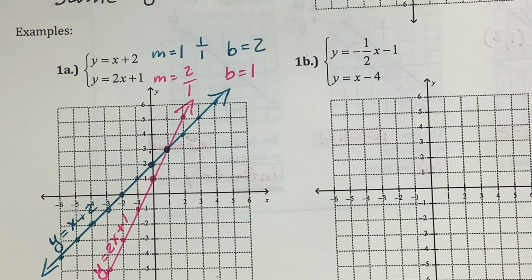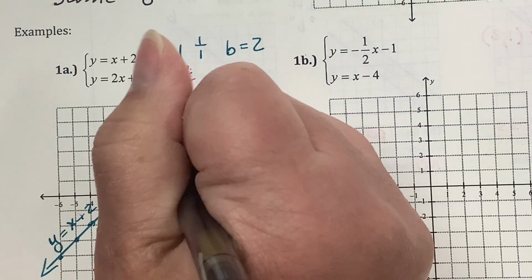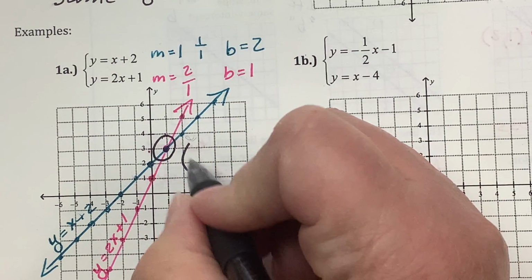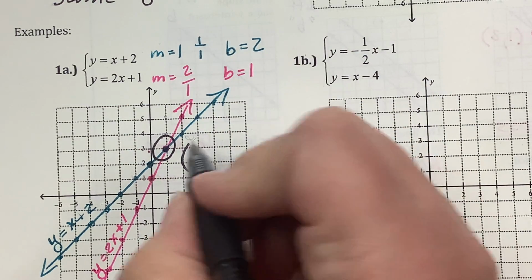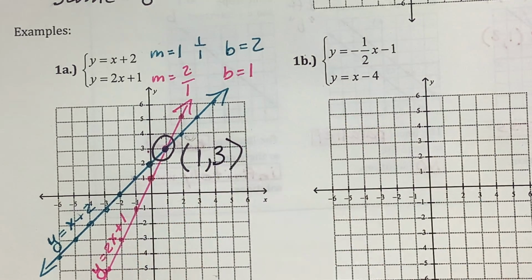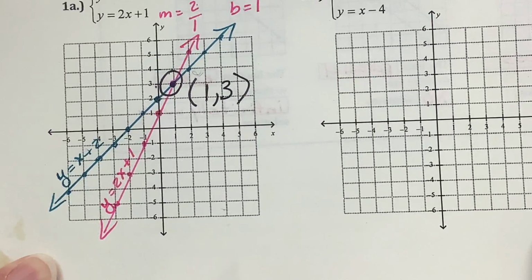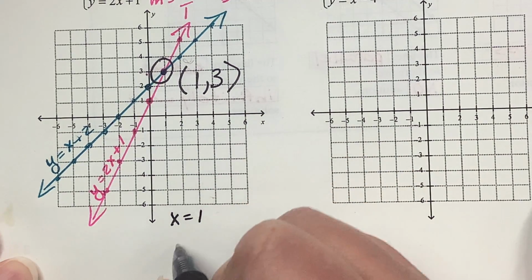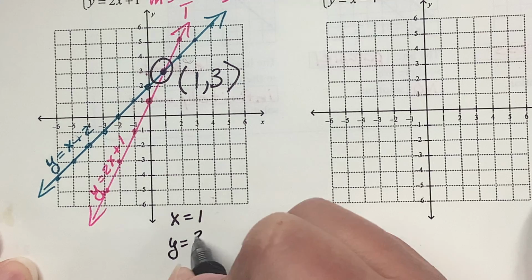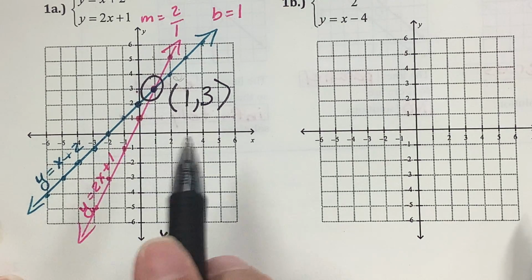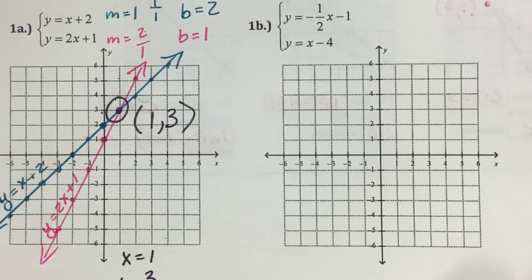And now, where they cross, this point here, I'm going to circle it. And I'm going to write the solution right here. I don't want to lose my solution. It's 1, 3. There's another way you could write that, though. You could write it as x equals 1, y equals 3. Sometimes that's how they write the solution. But that's my solution right there.